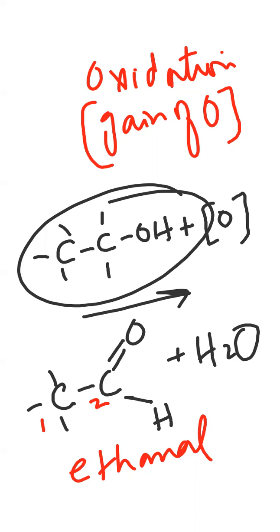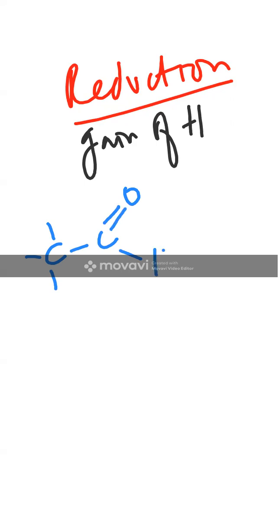The reduction reaction. Okay, see the reduction reaction. This is your past paper reaction. Reduction means gain of hydrogen. This is a part of your past paper. The reaction which I'm telling you is from your past paper. This is CH3CHO. This is aldehyde.